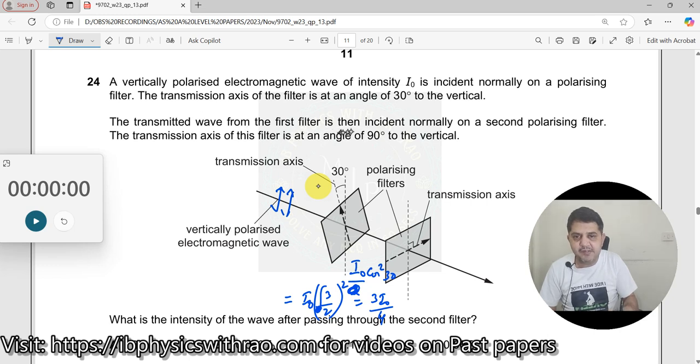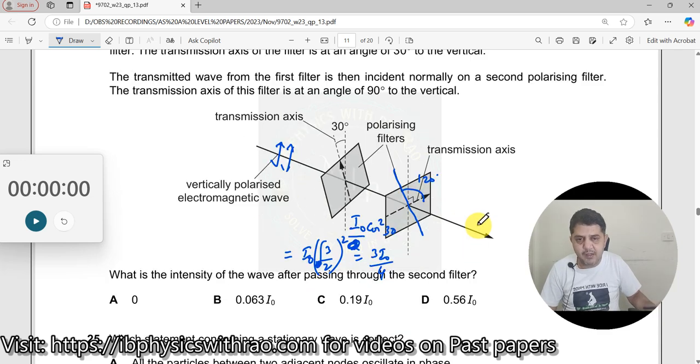Transmitted wave from the first filter is then incident normally on a second polarizing filter. The transmission axis of this filter is at an angle of 90 degrees to the vertical. With respect to this vertical is 90, which means with respect to the transmission axis, what is the angle over here? The angle should be 120 degrees over here. What is the intensity of the wave passing through the second filter?